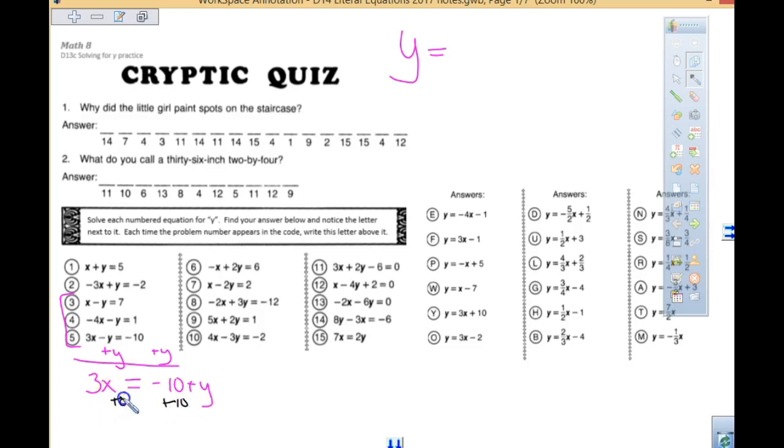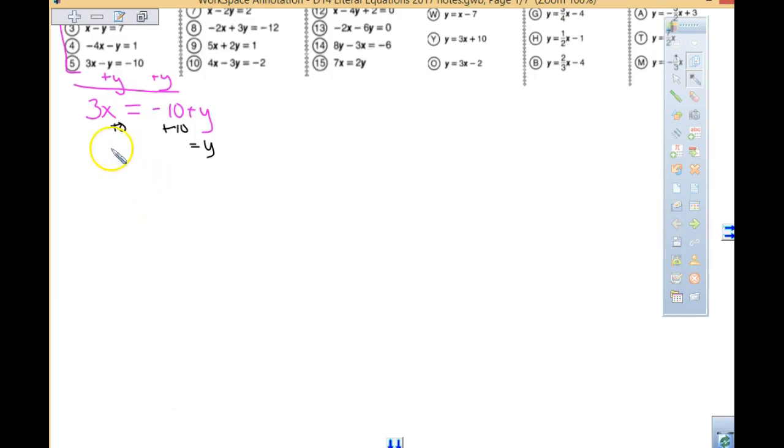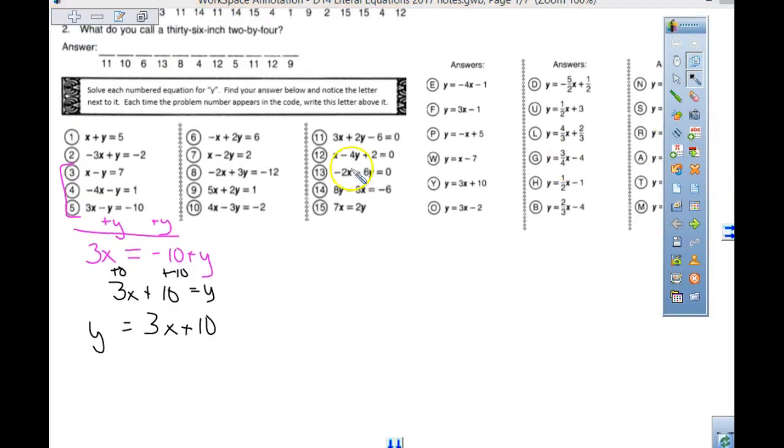So I add 10, and we notice that all the answers are in the form where they have the x term first, and they usually don't have the y behind it. Someone said, well, instead of putting the y behind it, can I put the y out in front? Yes, it's the same. 3x plus 10 equals y. y equals 3x plus 10. Okay? So this kind of leads us into what we're doing today.